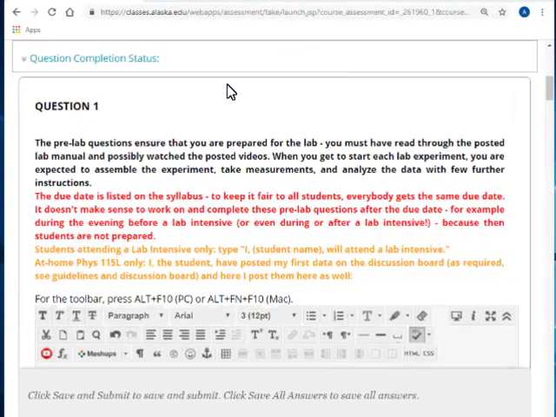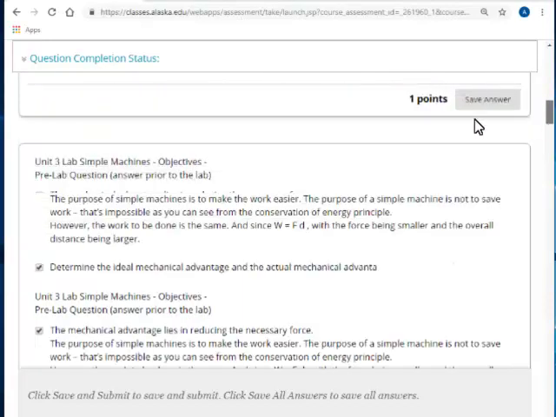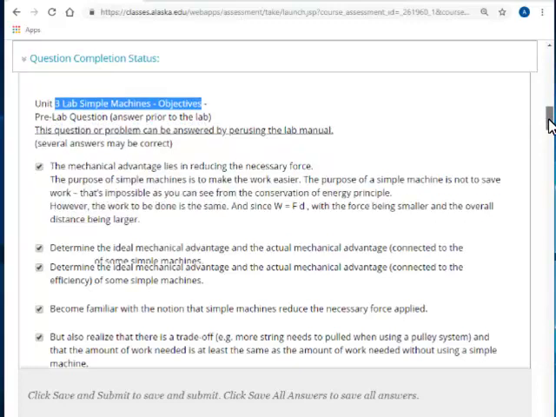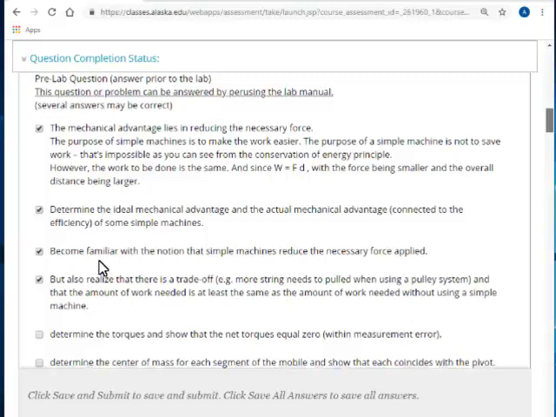This is the Unit 3 pre-lab, energy and momentum. Question 1, of course, is that you, the student, will attend the lab intensive. This is the Simple Machines Lab objectives. So obviously look at the lab manual. That's the idea of these pre-labs, so that you become familiar with the lab manual as you show up for the lab intensive. And you find these objectives in there about ideal mechanical advantage, simple machines, and so on.